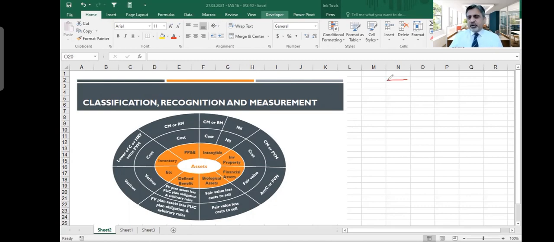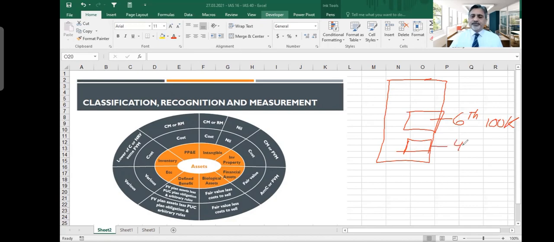I'll start with a very short example. Let's suppose that this is some business center, this is some building. In that building, you purchase this one office, which is on the 6th floor, and you paid 100K for that. And then you purchased another office also, which is on the 4th floor, and you paid 100K for this as well. And then I ask you, what are you doing with this office?